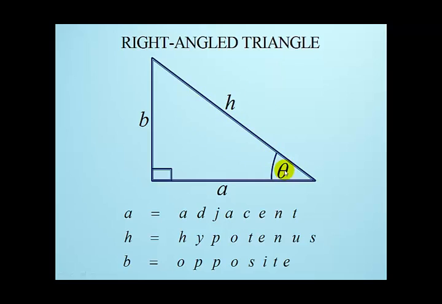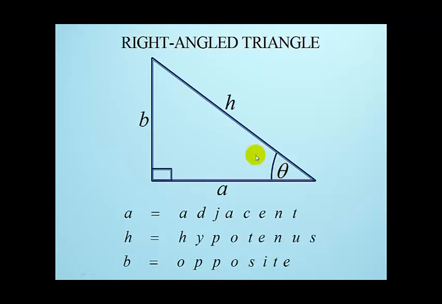Now, the angle theta is an acute angle. An acute angle is any angle greater than 0 degrees but less than 90 degrees. Considering the acute angle theta, we already know that the longer side is the hypotenuse. Now we can see that this side B is opposite to the angle theta, and therefore the opposite side is B.